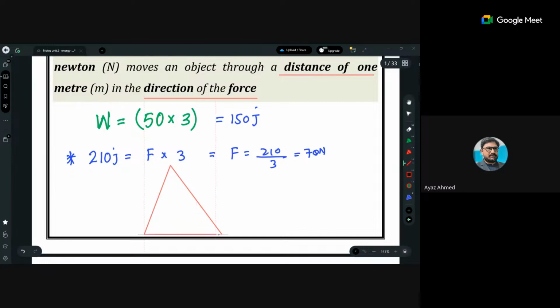ठीक है, वर्क के लिए इक्वेशन कोई मुश्किल नहीं है. You just have to consider this triangular setup. If you have the equation like a triangle, you can say that this is work, that is force, and that is distance. That's it, right? Anything can be calculated from this triangle. You have to recall that equation.